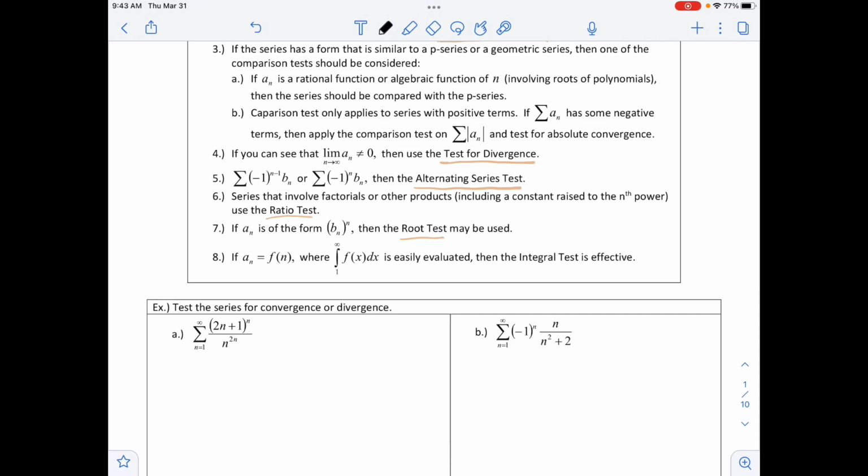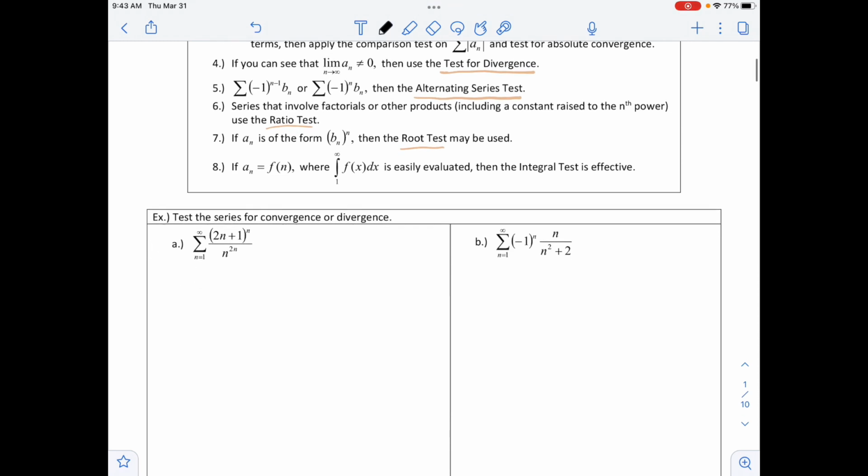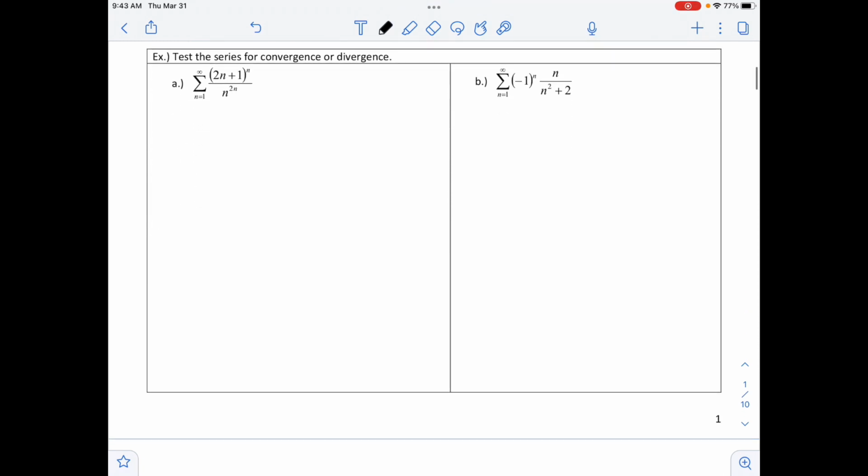So for part A, it's the sum from n equals 1 to infinity of 2n plus 1 raised to the nth power over n raised to the 2nth power. Right away I notice that both of these have an exponent with n, and so my mind goes directly to the root test. If you don't remember that, it was in the last section, so make sure to pause the video and go back and look at that last section, which was 11.6.